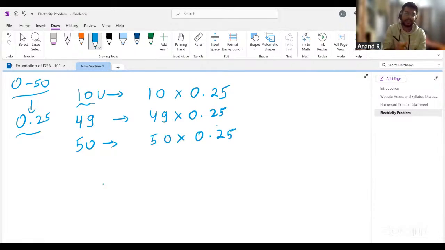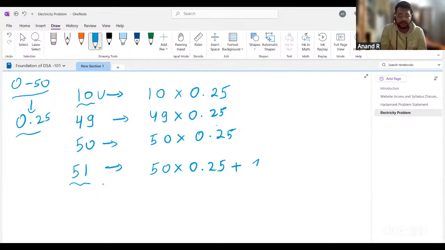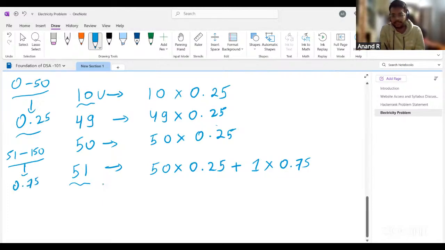As soon as the value becomes 51, can I say that the way I am computing the electricity bill will change? So for 51, the cost will be 50 into 0.25 plus 1 into 0.75, because from 51 to 150, the cost of consumption is 0.75. Is this clear to you?